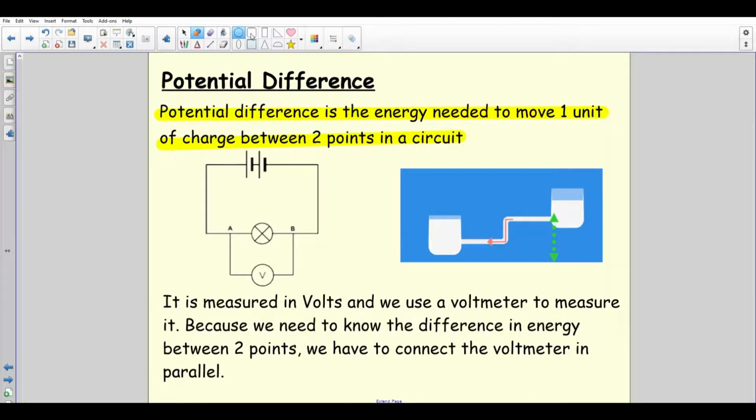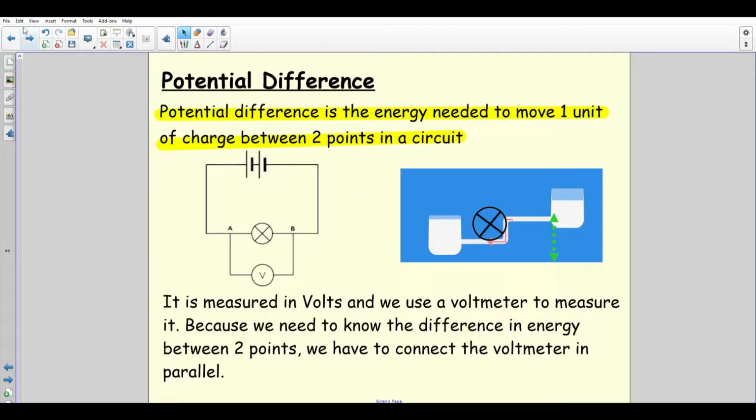So like this here, this middle bit, that is our lamp in this case. As it goes through the lamp, it's losing energy, and we need to know how much energy it lost from there down to there. So we need to attach our voltmeter across from one side to the other. If you put your voltmeter like here, it's not going to work because there's no energy lost in that bit because it's just a bit of wire. So that's why we need to do that.